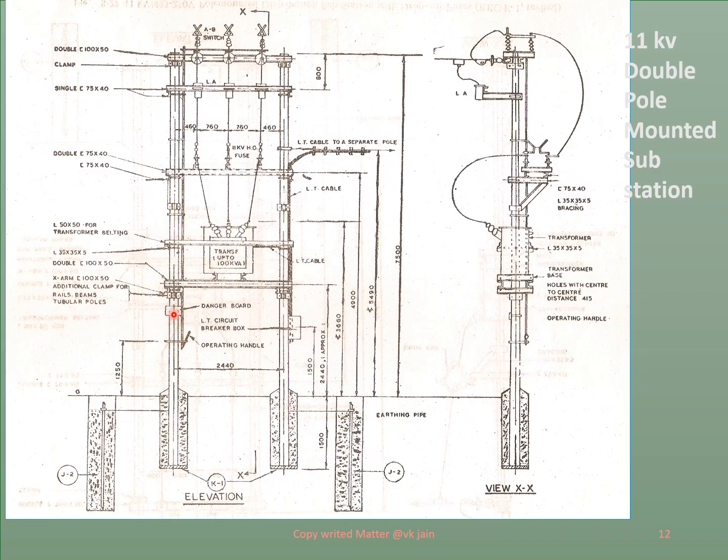Then this pole structure is provided with the danger board and LT circuit breaker. These are supposed to work through a handle. This handle is here. So it is supposed to work off load. Air brake switches are supposed to work off load. Otherwise, you have to operate it another way, through the circuit breaker.